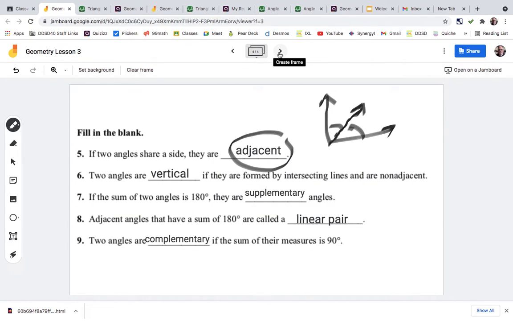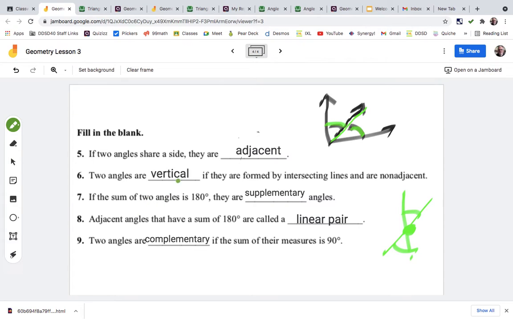And on the last card, let's see. So two angles are adjacent if they share a side, and this is the shared side right here for this angle and this angle. So that's adjacent. Two angles are vertical if they are formed by intersecting lines and are not adjacent. So that's the vertex, and that's the angle. So those are opposite each other, vertical.